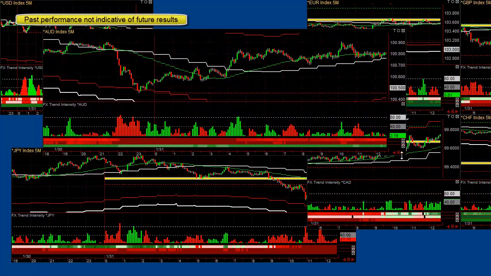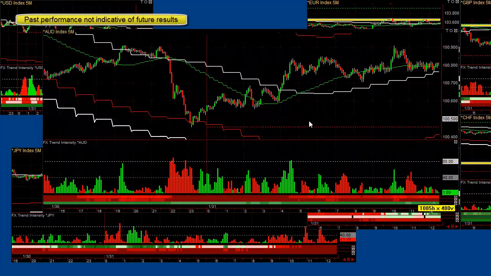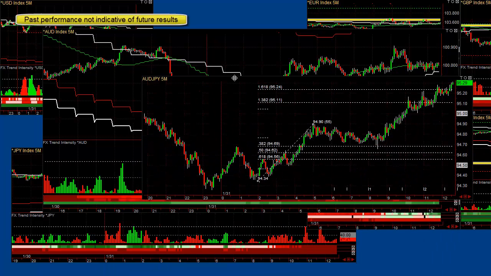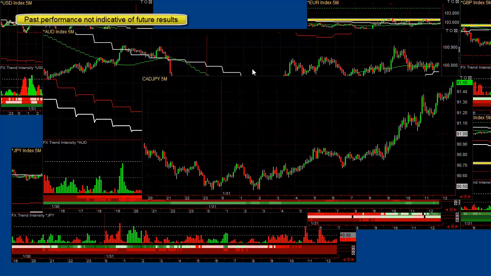Only one of them really has to be super strong or super weak to give you 10 to 30 pip moves. If one's super strong, the other one's super weak, you're going to get 30 to 50 pip moves, I found. So let's bring up the CAD yen right around 7. Very likely to be going up. And here's the 7 o'clock.